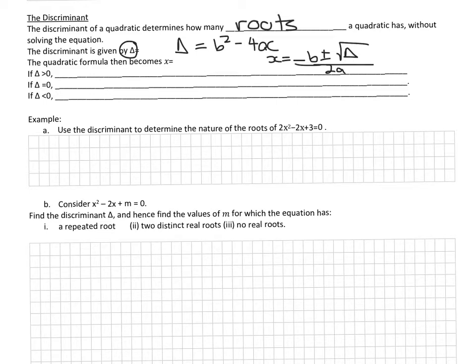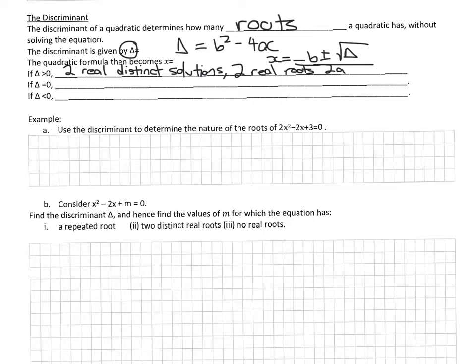If we calculate that value and that value is greater than 0, that means that there are two real distinct solutions. Or if you want to say that in another way, there's two real roots. Remember, roots is a word for x-intercept.